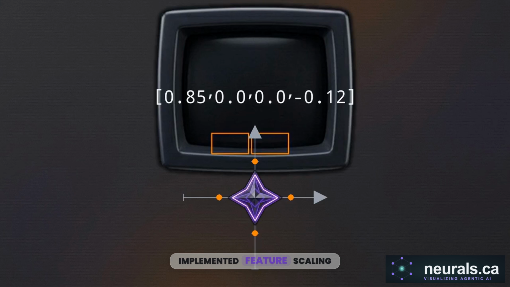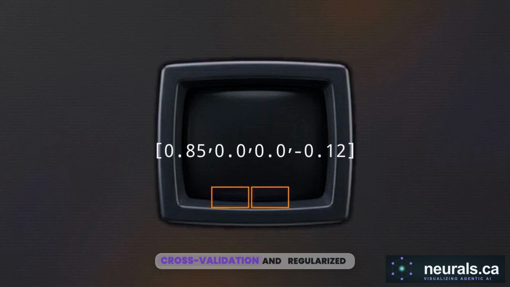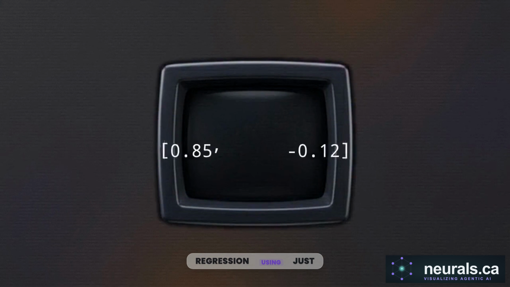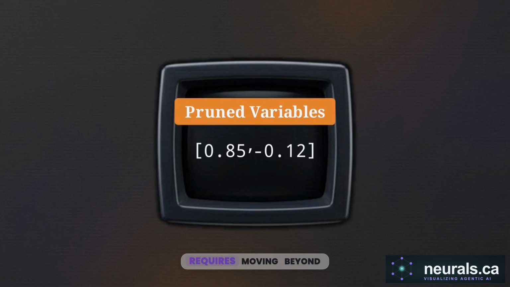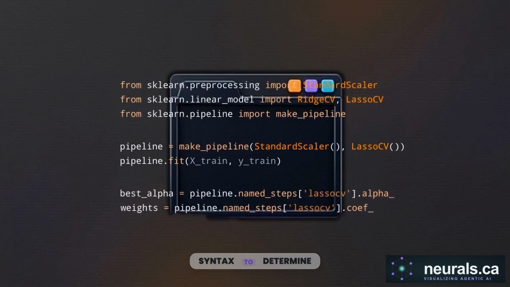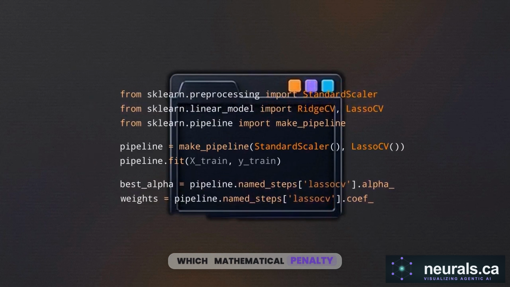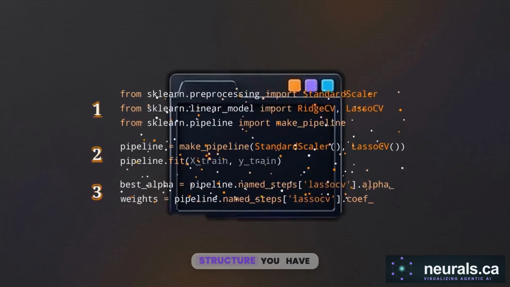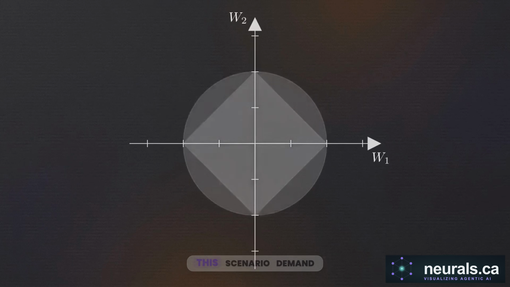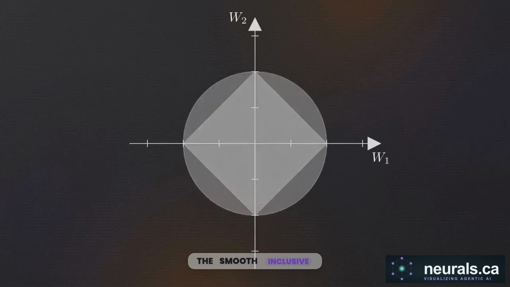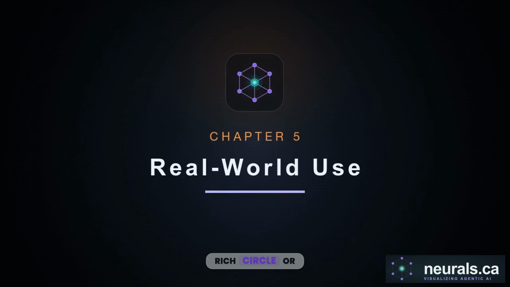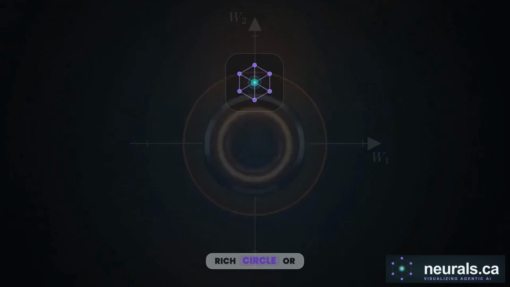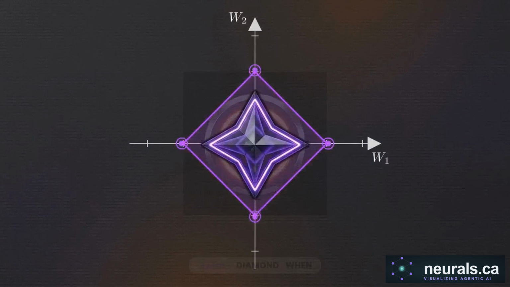We've implemented feature scaling, cross-validation, and regularized regression using just 3 lines of code. Engineering mastery requires moving beyond syntax to determine which mathematical penalty fits your dataset's structure. You have to look at your specific dataset and decide, does this scenario demand the smooth, inclusive shrinkage of the ridge circle or the sparse feature selection of the lasso diamond?